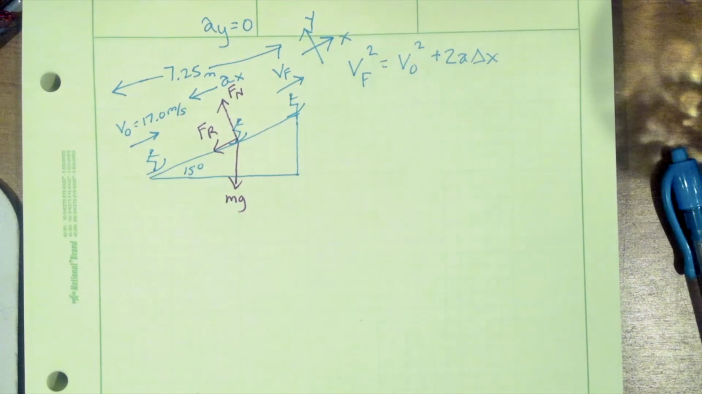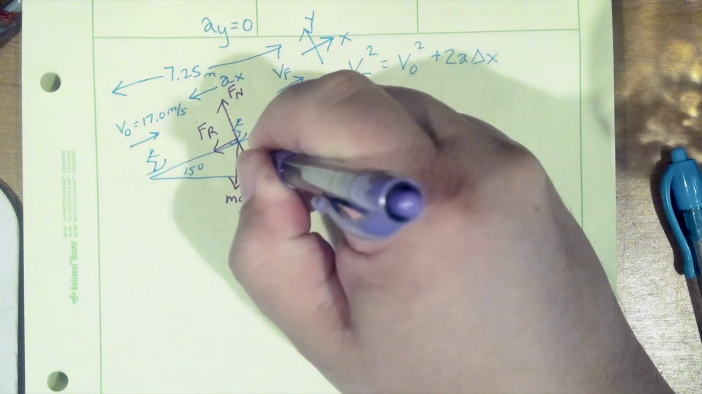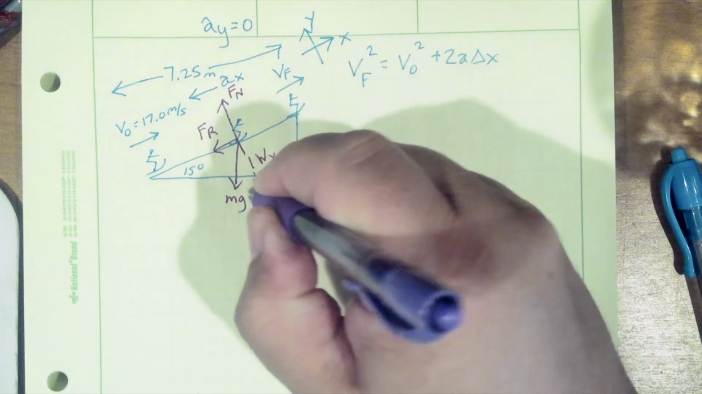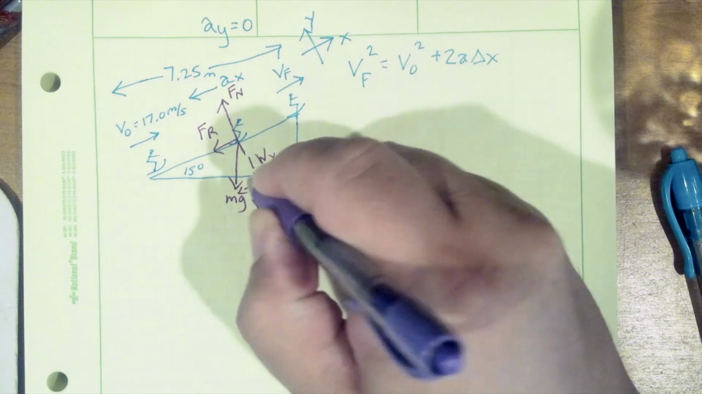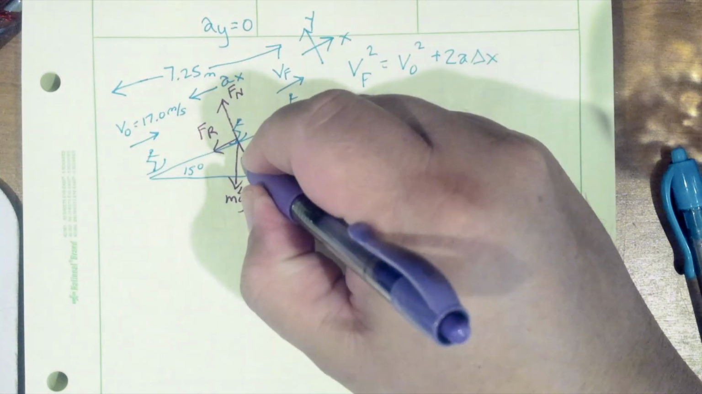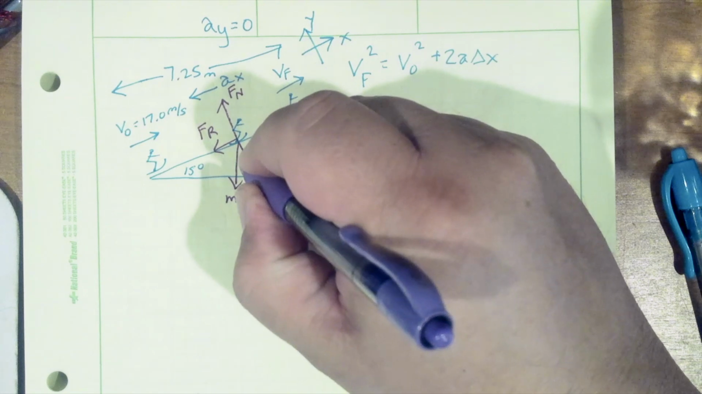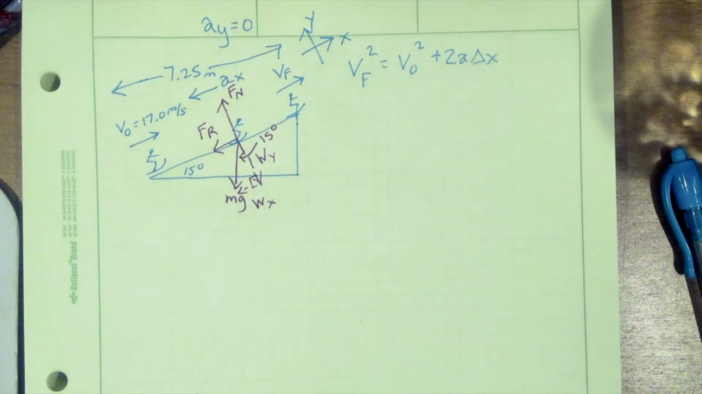The only force that needs to be broken up into components is the weight force, and we can do that as we have done so many times, like so, making sure that x and y are at right angles to each other. And this angle right here is going to be 15 degrees, the same as the angle of the incline.